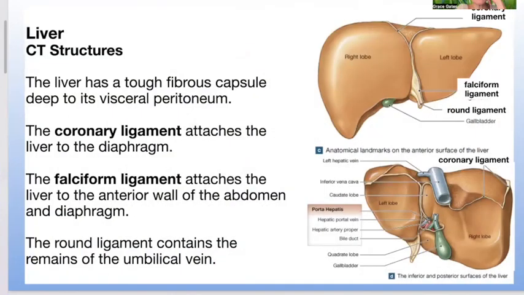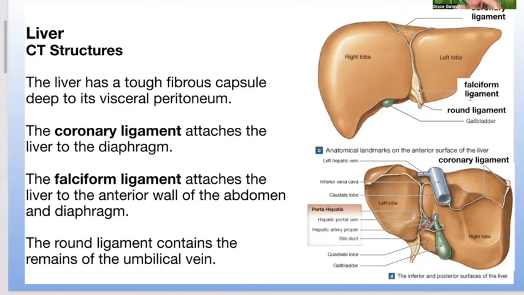Connective tissue structures. The liver has a tough fibrous capsule deep to its visceral peritoneum. Otherwise, the liver, which is rather mushy, would not be held together by just the visceral peritoneum. So there's a tough fibrous capsule that holds it together, and then there's the visceral peritoneum.